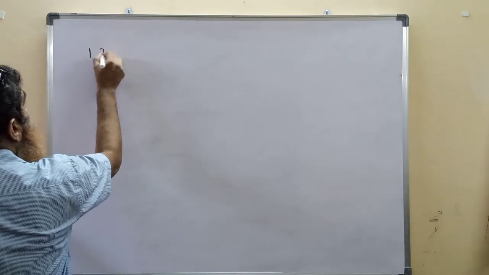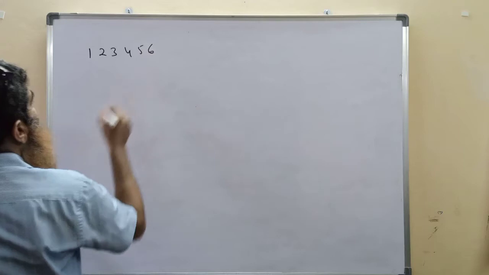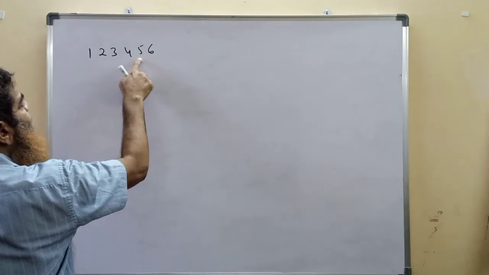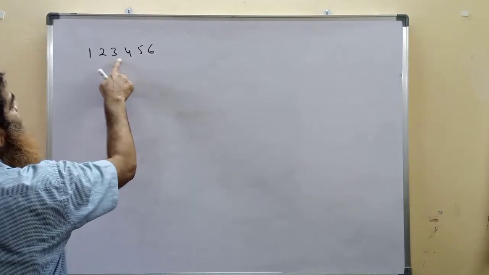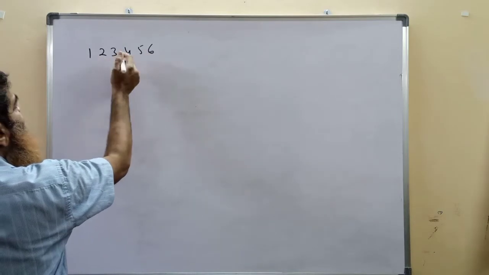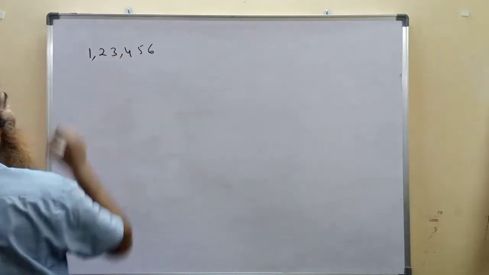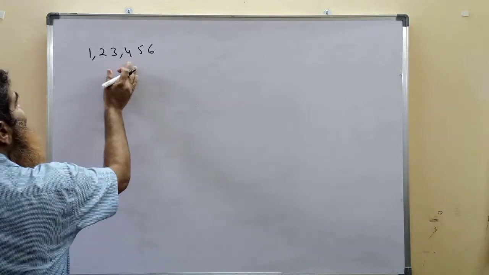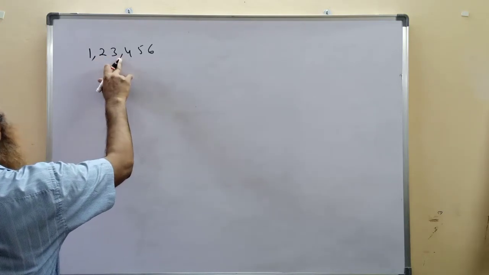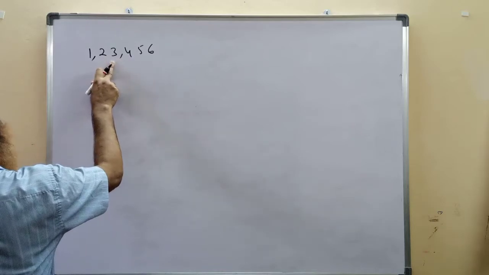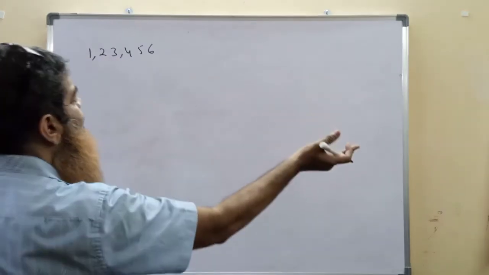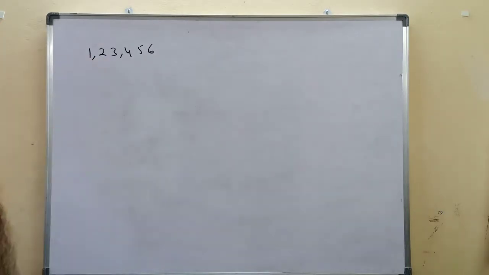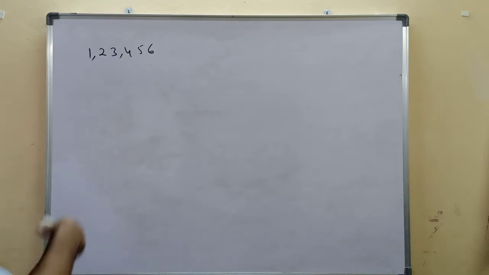Let it be 1, 2, 3, 4, 5, 6. We have 6 digits here. We have 6, 56, 456, 3,456, 23,456, and 1,23,456. The way to differentiate between hundreds and thousands is we put a comma after 3 digits. That differentiates the thousands and hundreds. Then we put another comma to keep apart the thousands and lakhs.